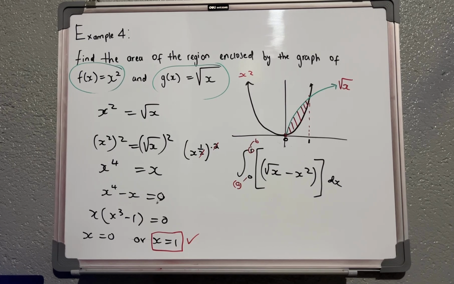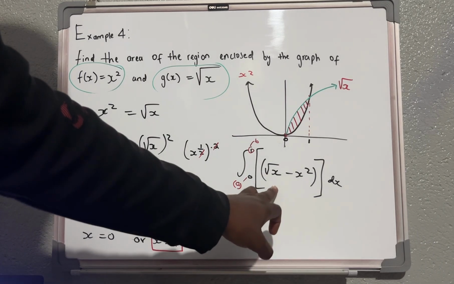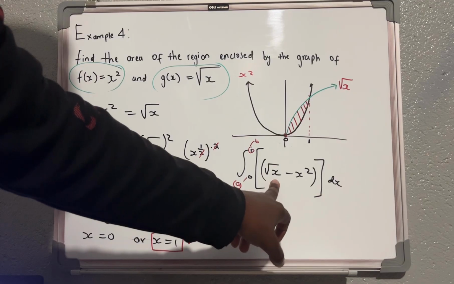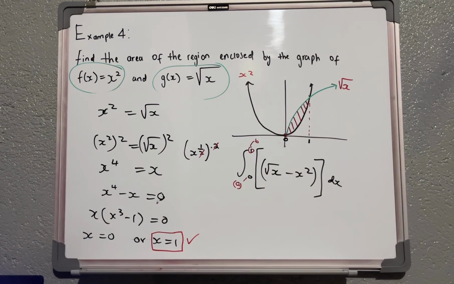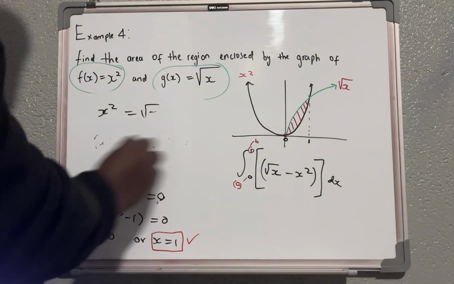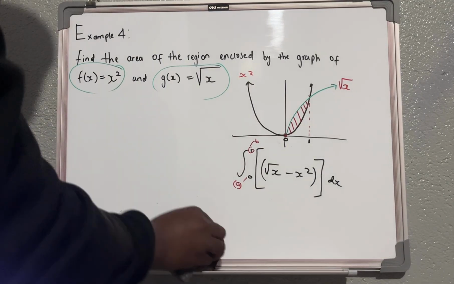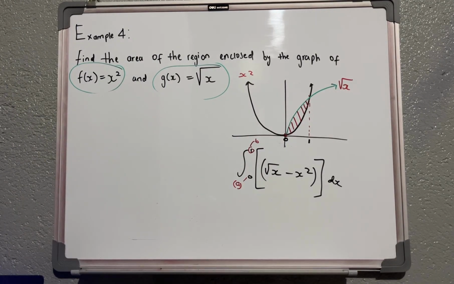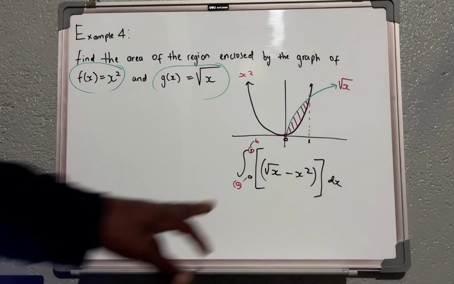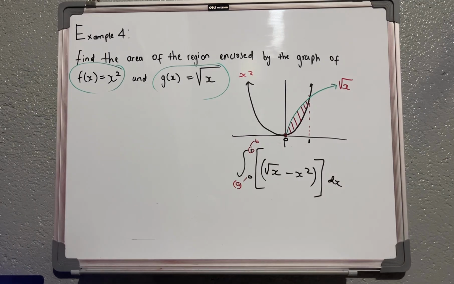So the next step is to determine the antiderivative of root of x and also the antiderivative of x squared. I'm going to write them here separately, because if you have this function minus this function and you're supposed to find the antiderivative, the quickest way is to do them separately.